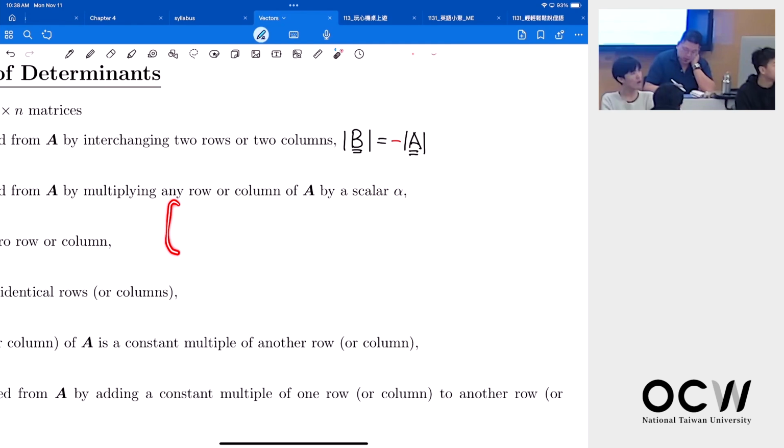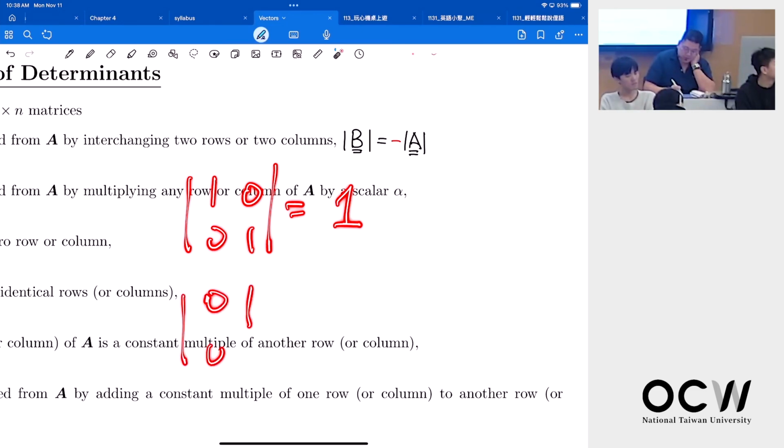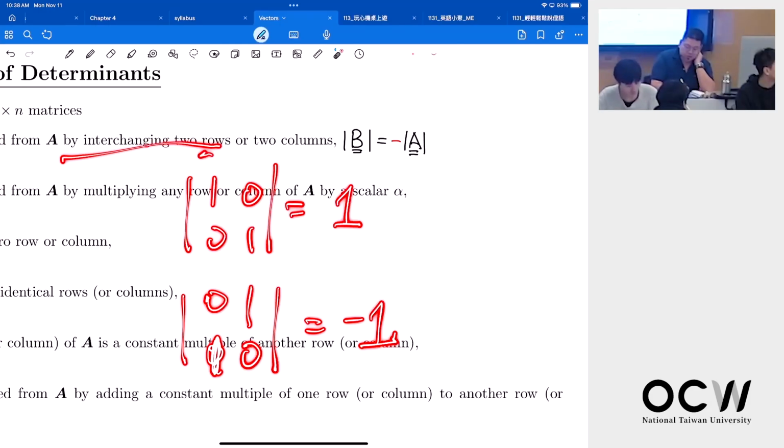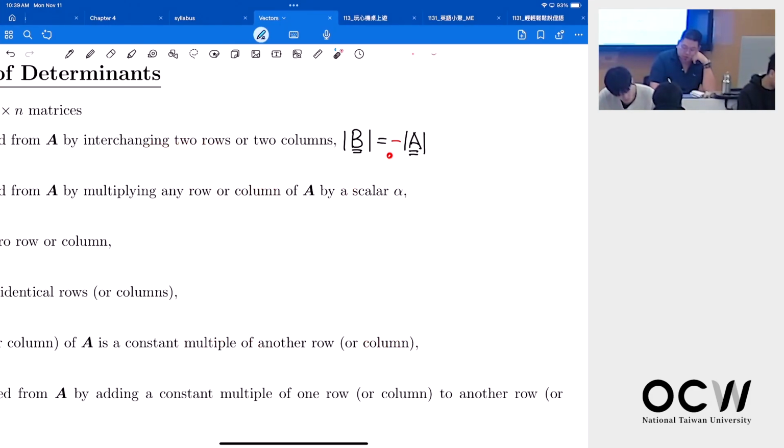Easier way, 1, 0, 0, 1. The determinant is 1, right? Then if I switch 2 rows, you get minus 1. So if you interchange two rows or two columns, then you will change the sign. If you change one time, you change the sign. You change the second time, then you change the sign again.